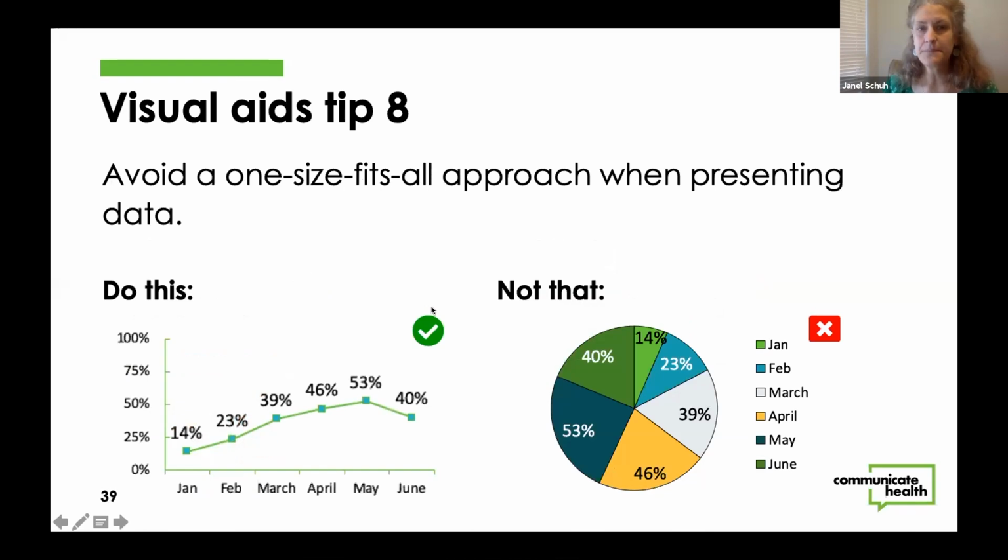Finally, visual aid tip number 8. And yes, color blindness may affect interpretation too. Here is another place where color blindness can impact how useful a visual aid is.